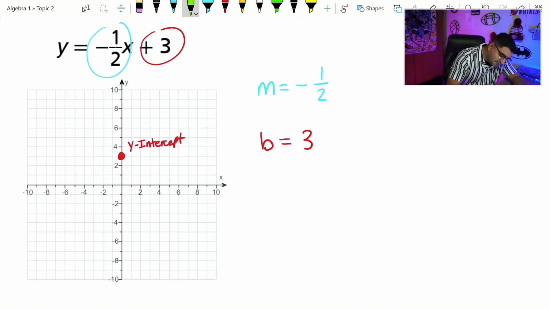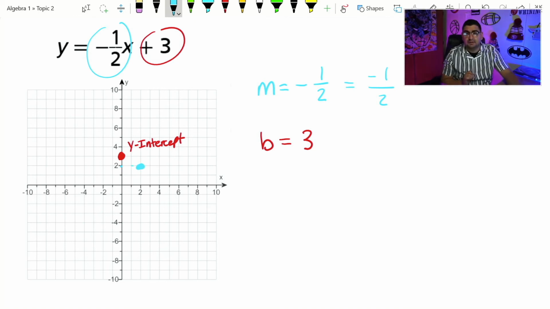If I say that this fraction is actually -1/2, then I would go down 1 because I have a negative number on the top, so I'm moving down 1 space. And since the bottom number would be a +2, I can move to the right 2. And this could be one possible point.